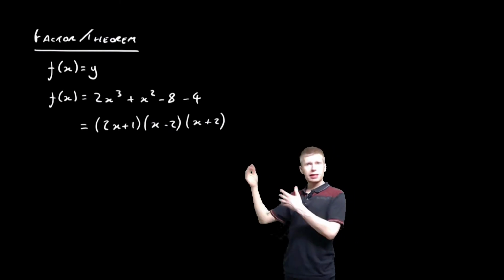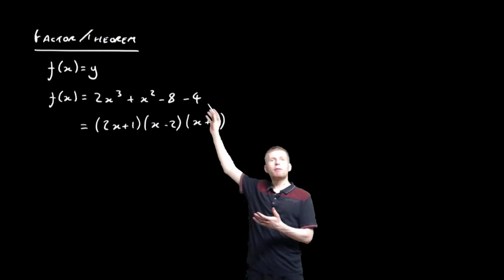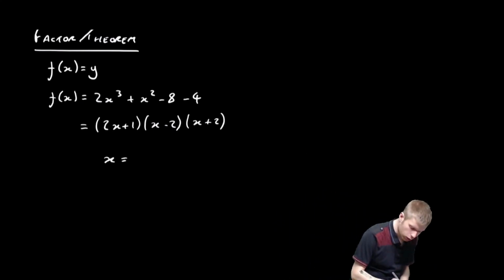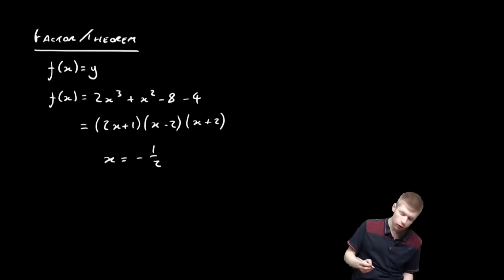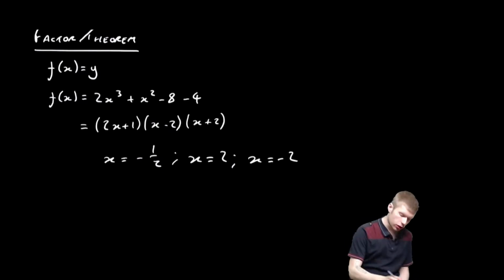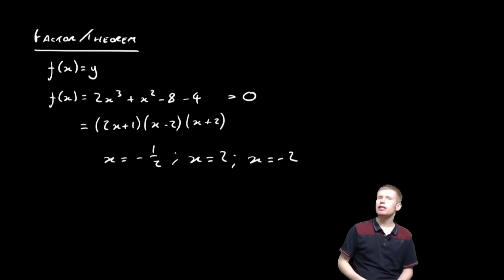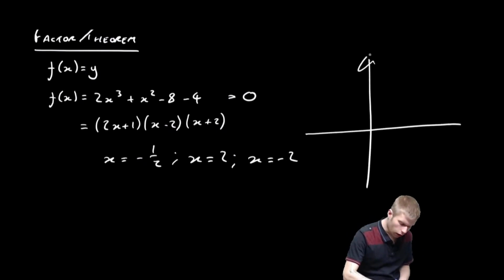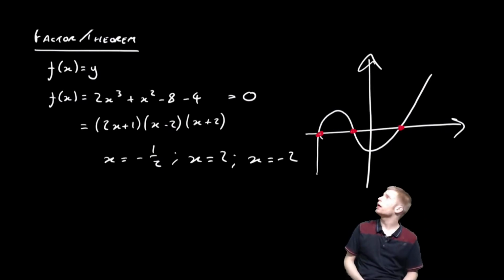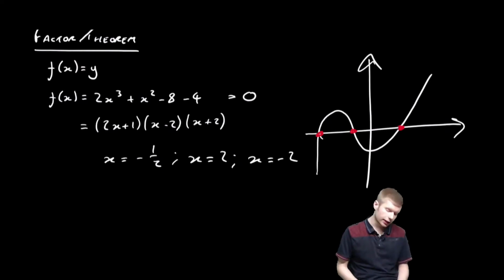If these are the factors, remember these three things multiply together to give me my polynomial, okay? What are the roots? Well, it's where they equal 0. So it's going to be x equals minus a half. I'm also going to have x equals 2 and x equals minus 2. And remember what that means: I found that by setting this thing equal to 0, and it's where it crosses the graph. So if I was going to draw this, it would look something like this. I'd have minus 2 over here, minus a half over here, and positive 2 over here, for example. Badly drawn, but you get the idea.